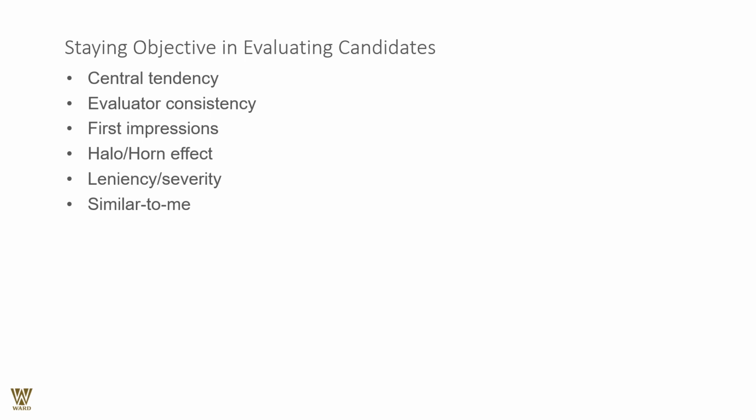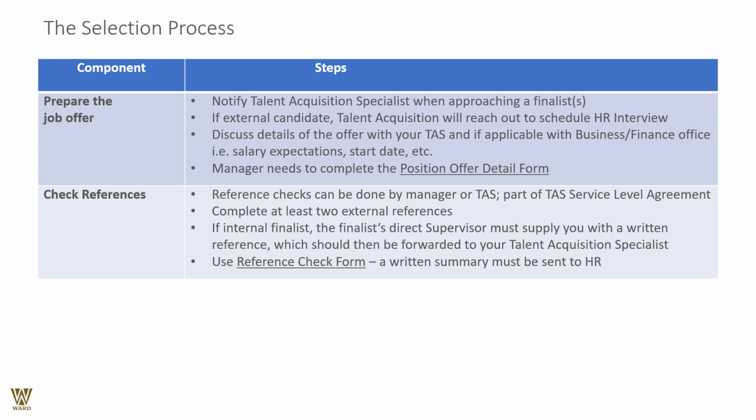So these are the criteria that you should always take into consideration. These six criteria of central tendency, evaluator consistency, first impression, the halo or horn effect, leniency or severity, and similarity to me are things that you need to remove.